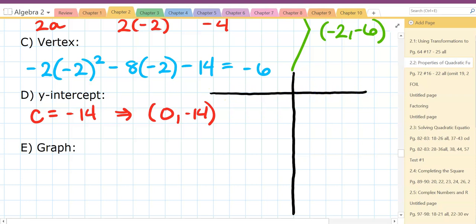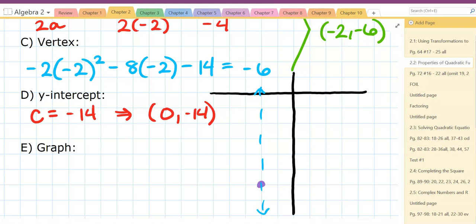So if we graph our vertex first, -2, -6, it's going to open down. So there's an imaginary line going right here. This graph is going to open down like that.